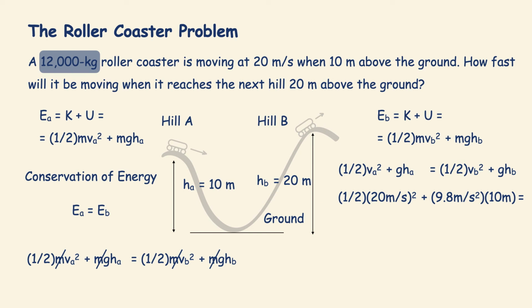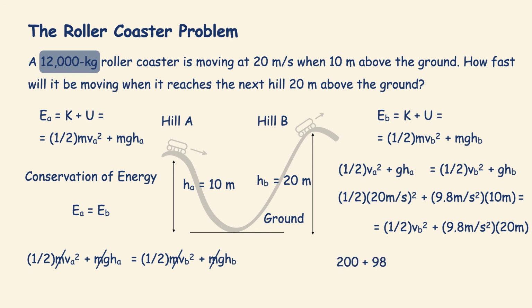Now the given numbers from the problem: I know the velocity on the hill A, which is 20. I also know the height, so the first two terms are going to be 1/2 times 20 squared, plus 9.8, that's the gravitational acceleration, times 10. This has to be equal to 1/2 of the velocity of the roller coaster when it reaches the hill B squared, that is the unknown of this question, plus 9.8 times 20 meters, that's the height of hill B.